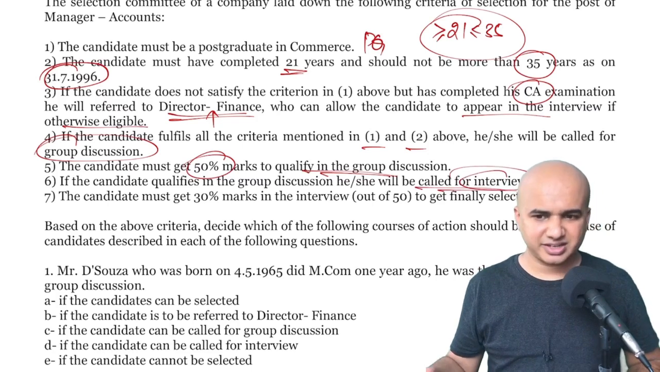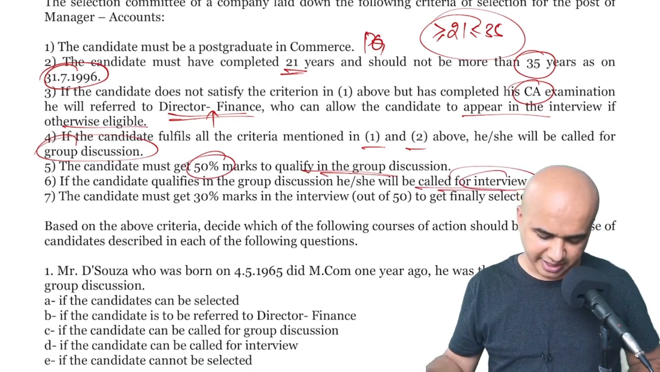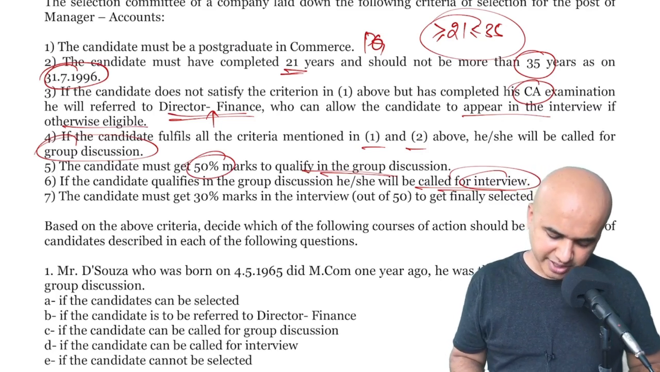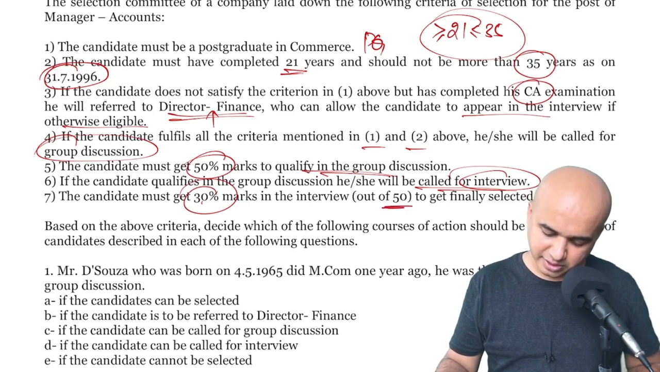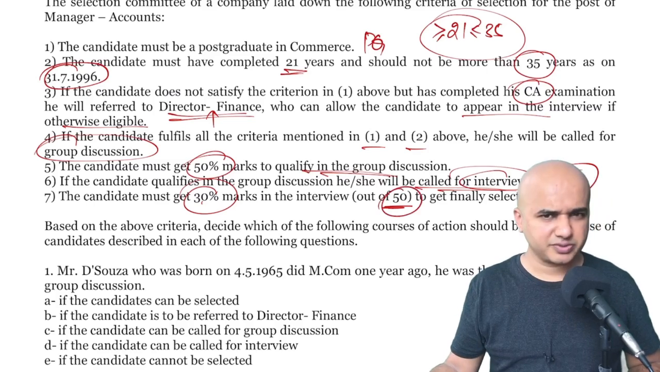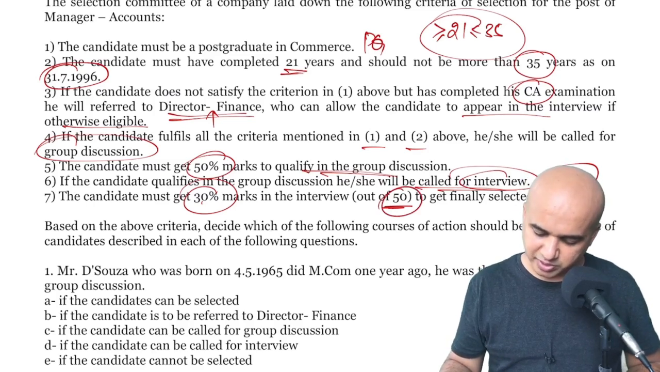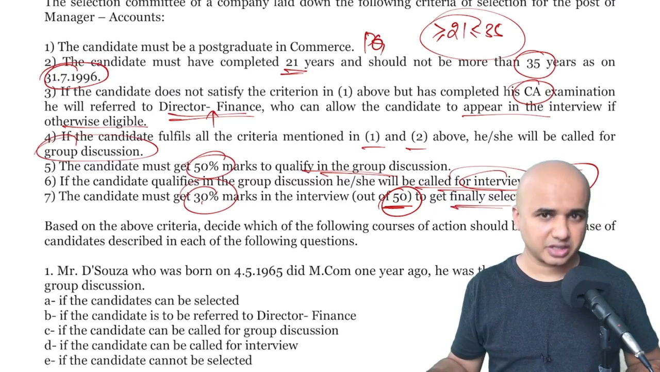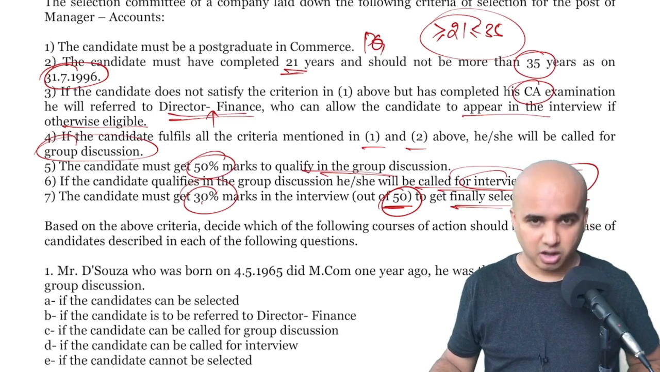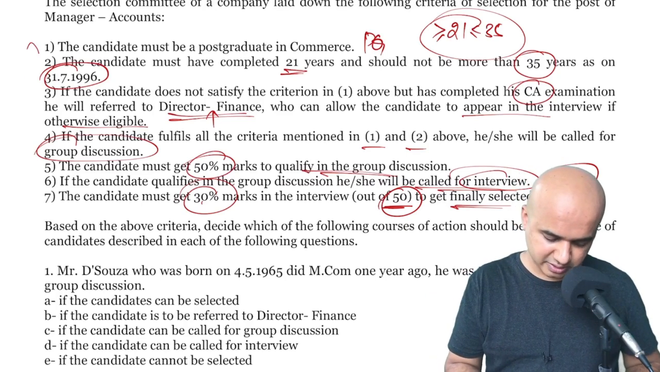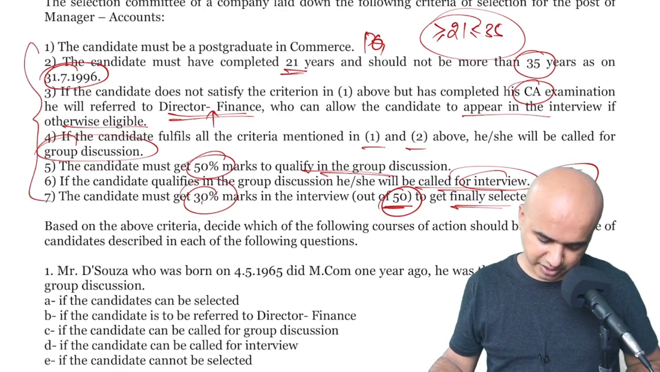That is also fine. Next, if the candidate qualifies in the group discussion, he or she will be called for the interview. That is the next process after GD. The candidate must get 30% marks in the interview out of the 50. That means he should at least get 15 marks out of 50. 30% of 50 is 15, right? So at least this much he should get to finally get selected. Maybe there will be one more round, but that's not of our concern. These 7 conditions should be fulfilled.